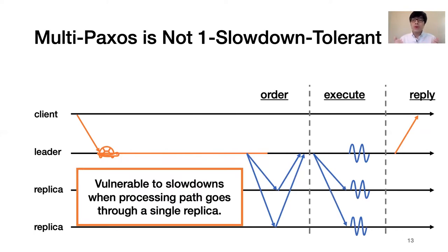The fundamental reason why Multi-Paxos and other consensus protocols are not slowdown tolerant is because the processing path goes through a single replica at some point. If that replica is slow, the processing of that command will be slow.